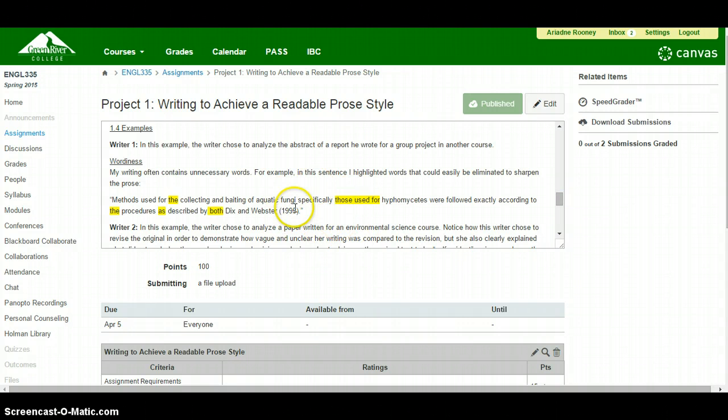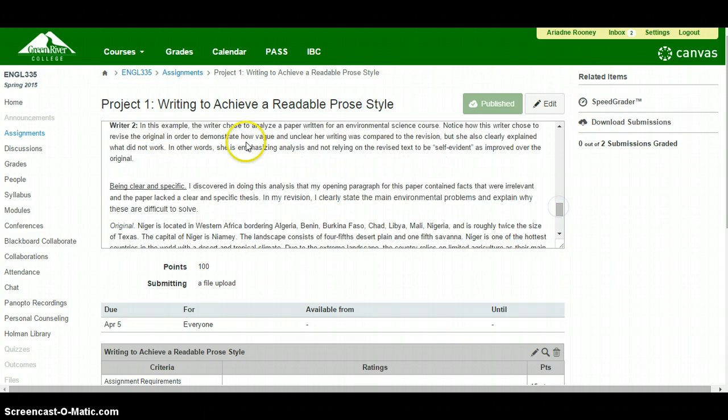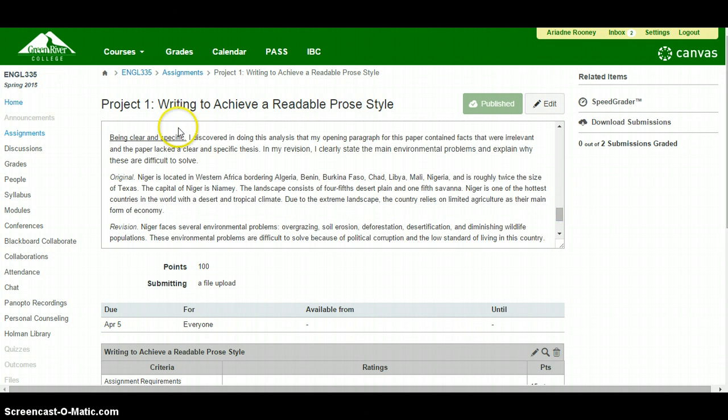This is good, but it needs more analysis. Writer number 2 did something different. In this example, the writer chose to analyze a paper written for an environmental science course. Notice how this writer chose to revise the original in order to demonstrate how vague and unclear her writing was compared to the revision. But she also clearly explained what did not work. In other words, she is emphasizing analysis and not relying on the revised text to be self-evident as improved over the original. So her concept is being clear and specific.